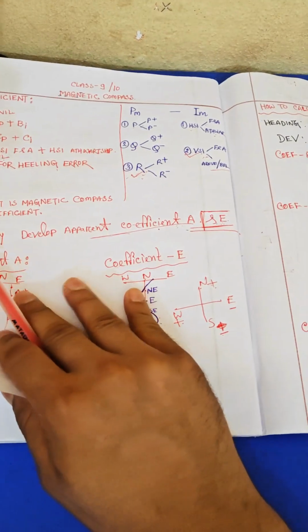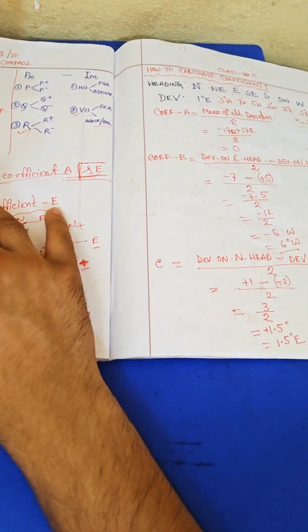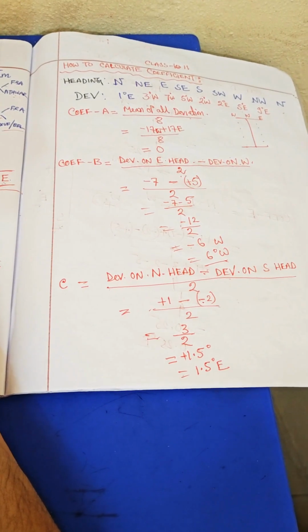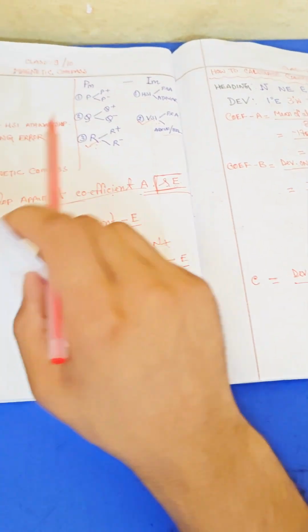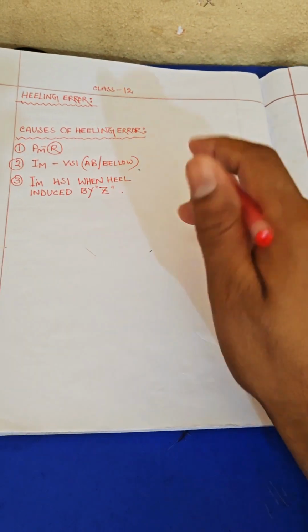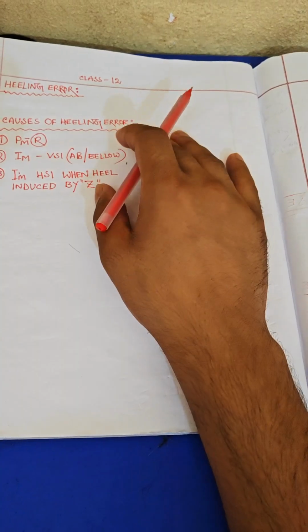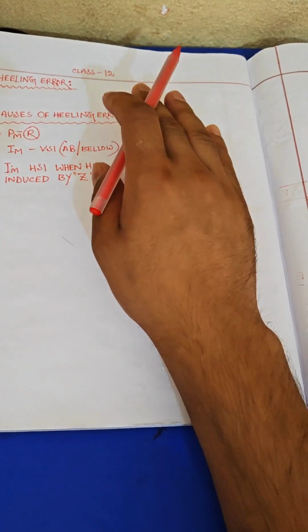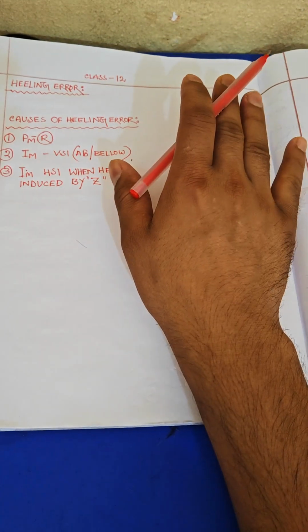Yesterday we had class here. We showed how to calculate the coefficient in yesterday's class. If you check my last videos, you can see. So today is the heeling error. Viewers, this heeling error is caused only when the vessel is heeled over. Only at that time does this heeling error occur. At other times, no heeling error.